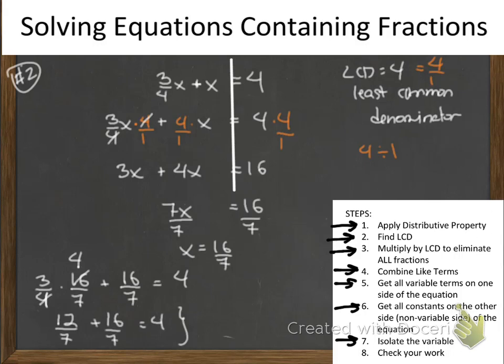So then 12 plus 16 is 28. Okay, so we have 28 over 7 is equal to 4. Well, 28 over 7 is 4, so 4 is equal to 4.